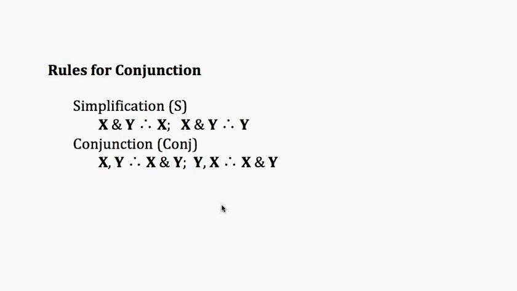For conjunction, for and sentences, we have two straightforward rules. The first one says if I have an and sentence, I can extract either part. I can extract the x here, or I can extract the y. The rule is called simplification. We just call it S in proofs. The second rule is for building up conjunctions. If I have two woofs, I can put them together with and in either order. That's an example of the rule called conjunction.